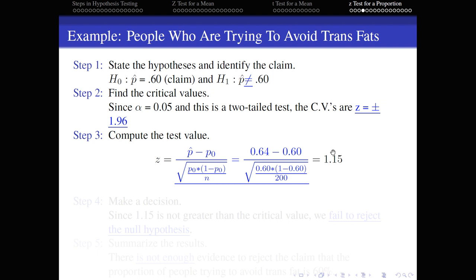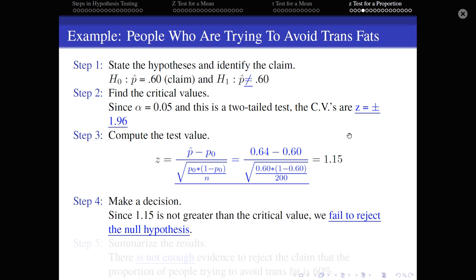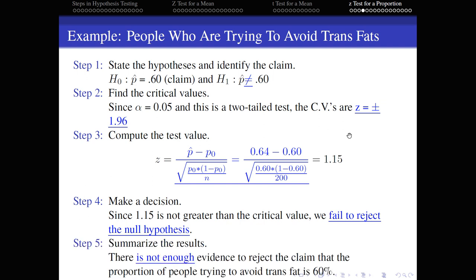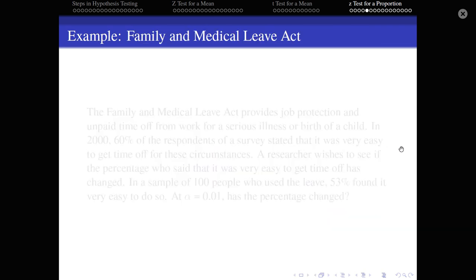Now clearly 1.15 is not greater than positive 1.96. It's not smaller than negative 1.96. So this 1.15 is not going to be in the rejection region. We'll fail to reject the null hypothesis. Because of this, there's not enough evidence to reject that news article claim that the proportion of people trying to avoid trans fats is 60%. We just don't have enough evidence to reject this claim or to support the researcher's claim that it's different.